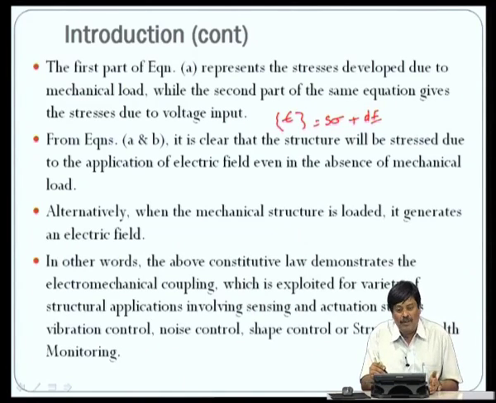Suppose we do not have a mechanical loading, and we pass an electric field; we see that it is going to be stressed or strained, and vice versa. Suppose we apply an electric field, it will be stressed, so it will also elongate. Alternatively, when the mechanical structure is loaded, it generates an electric field. This is what we call the smart concepts.